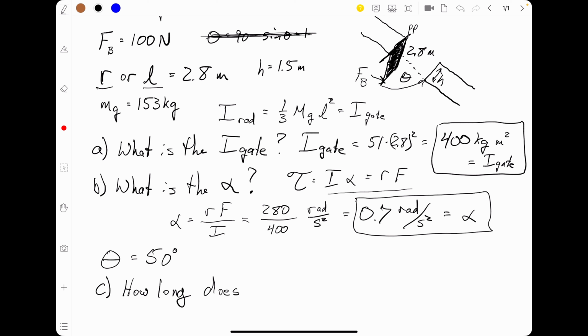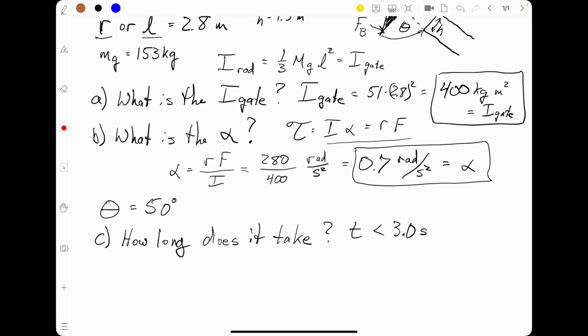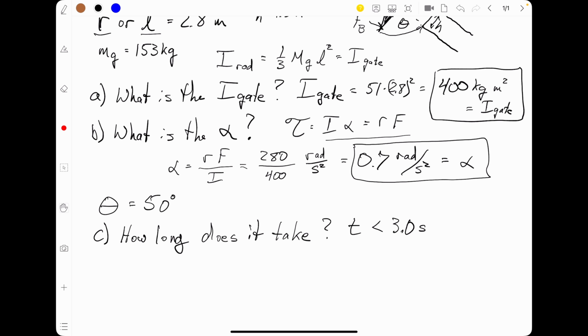does it take? And hopefully it takes less than 3 seconds. Our t that we find needs to be less than 3 seconds, or we're in trouble, right? Either the bull's going to get us or our uncle's going to get us. One way or the other, or both. We've got double jeopardy. So we want to make sure we get the gate closed. And okay, so how long is it going to take?